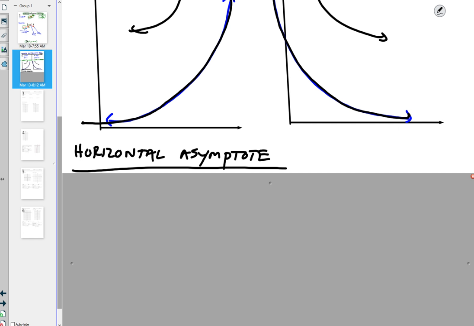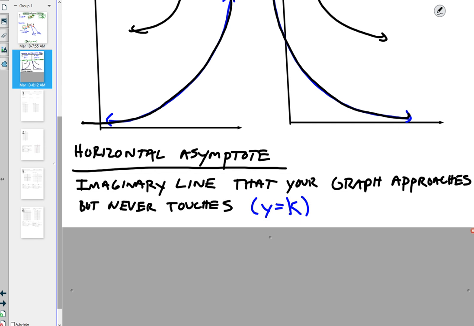Exponential functions all have a horizontal asymptote. Horizontal asymptotes are located at the horizontal line y equals k. Whatever k is, you draw a horizontal line there, and your exponential function will either have to be above, or if it flipped, because a is negative, it'll be below. But you can't cross a horizontal asymptote. At least not an exponential function.